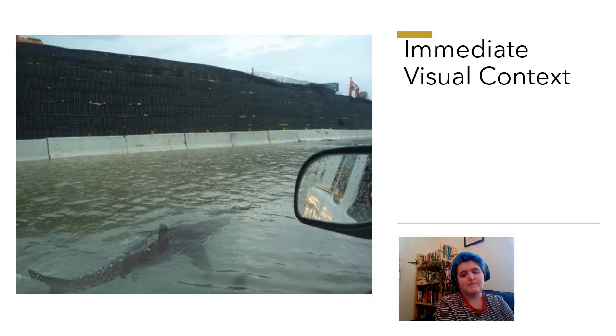So first, immediate visual context. What is happening in the image? What is happening in this image?